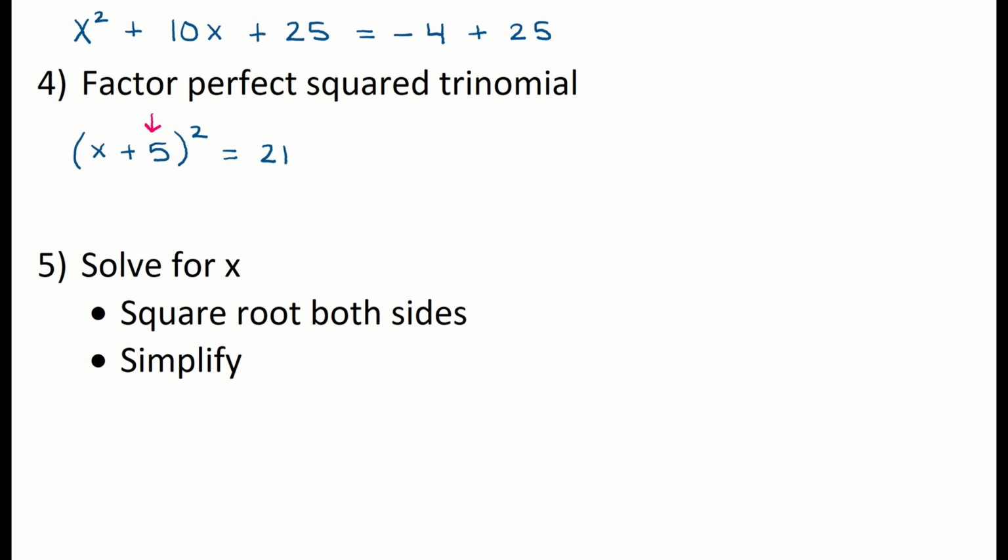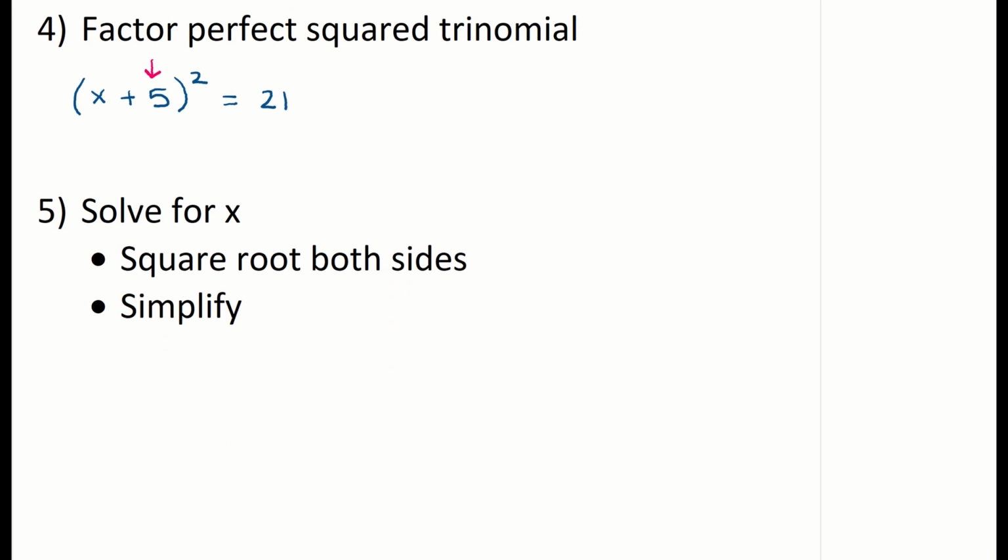And our last step here is to solve for x and simplify. So right now in our equation, we have x plus 5 squared is equal to 21. In order to solve this, we're going to square root both sides. On the left side, that will cancel out my squared, so I just end up with x plus 5. And on the right side, just remember that the square root of 21 has a positive and negative answer. So to account for that, I'm going to make this positive and negative square root of 21.